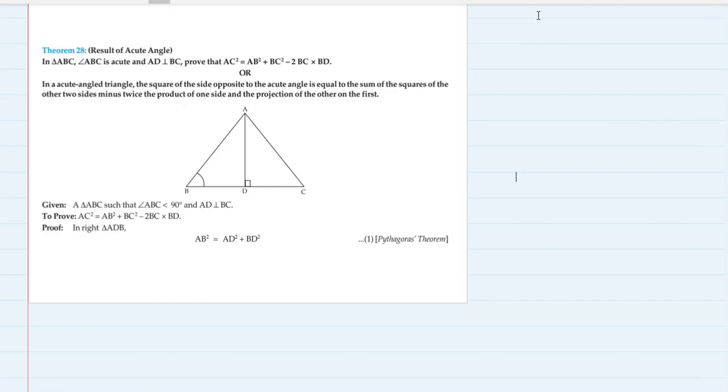The statement is confusing, but we'll read that. In an acute angle triangle, the square of the side opposite to the acute angle, that is AC square, is equal to the sum of the squares of the other two sides, AB square plus BC square, minus twice the product of one side, that is BC, and the projection of the other on the first, that is BD.